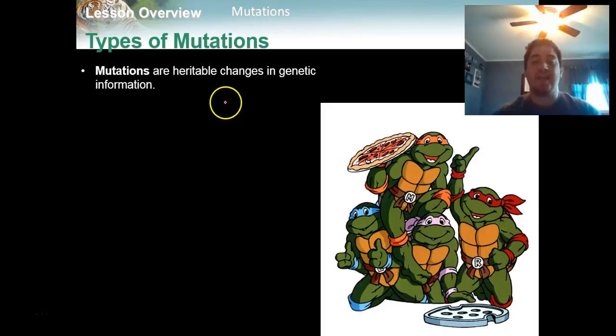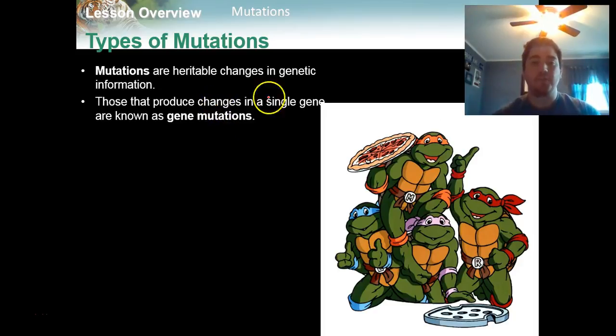Basically, this is any change that can happen to the DNA, to that hereditary information. Any change from what's normally passed down from a mother cell to a daughter cell is considered a mutation. And there's two types of mutations that we could talk about.